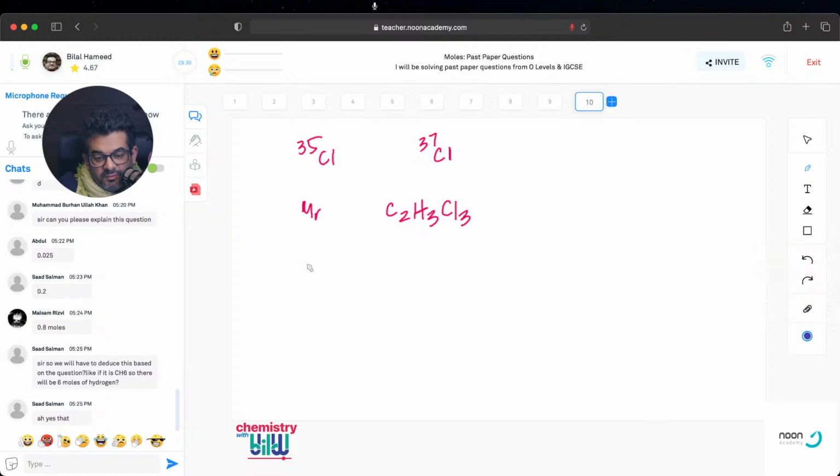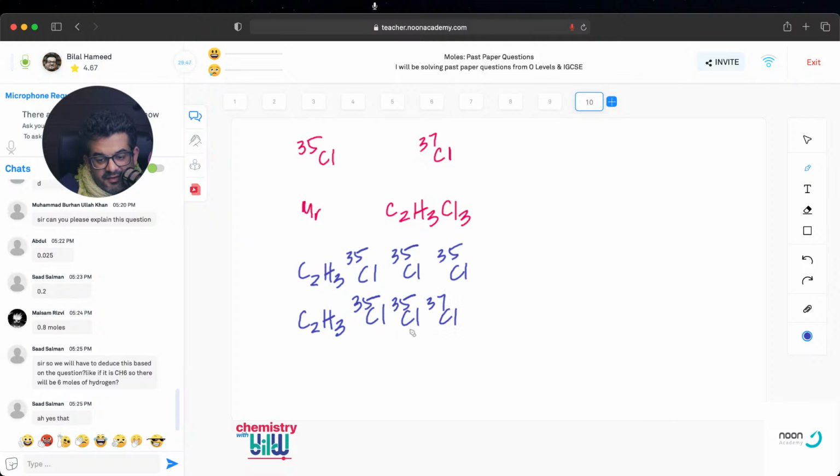Well, first of all, if you have 3 Cls, all 3 can be 35s. Or 2 are 35s and 1 is 37. Or you can have 1 35 and 2 37s. Or 3 37s.